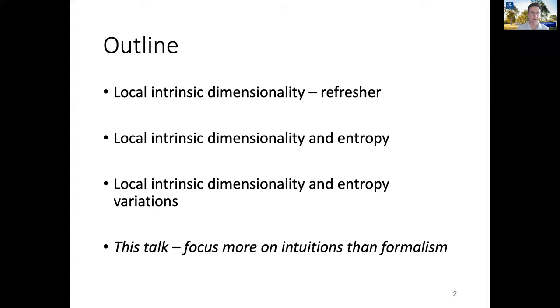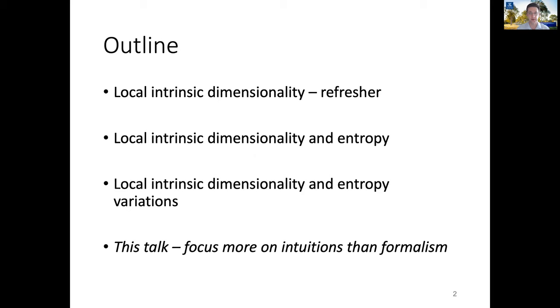Just to give you an outline of where we're going to go in this talk, I'll begin by providing a bit of a refresher on the concept of local intrinsic dimensionality, the intuition behind it. And then we'll get into our study of the relationships between local intrinsic dimensionality and entropy. And I'll spend a little bit less time on some of the variations of entropy after covering the principal one in the middle part of the talk. Generally speaking, we'll focus more on the intuitions than the formalism in this talk. You can, of course, look at the paper and the detail in the paper for the formalism.